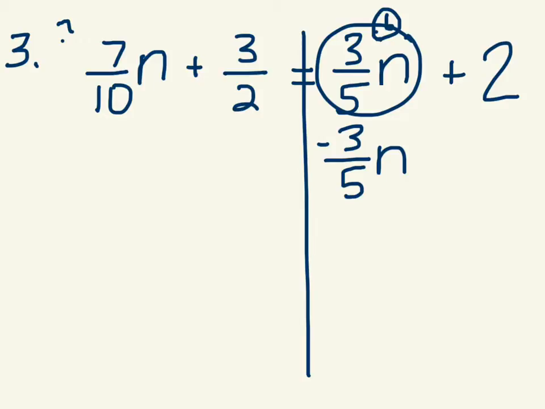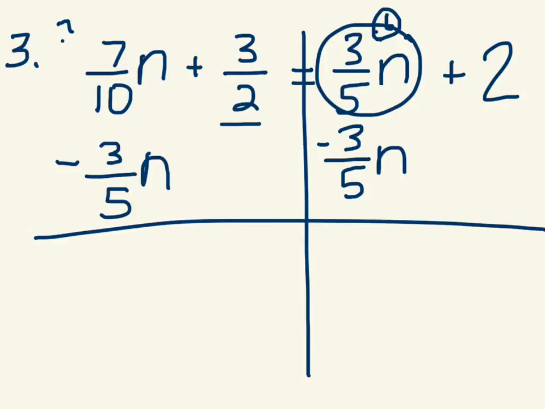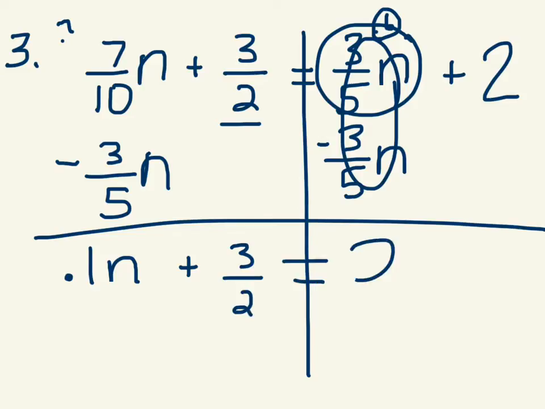But I can only take away letters from letters. So I'm not going to take it away from this one. That does not have a variable. I'm going to take it away from 7/10. And I'm going to draw a line to see what I have left. Positive 3/5 n and negative 3/5 n made a 0 pair. And when I subtracted 3/5 from 7/10 in my calculator, I inserted my fraction, alpha y equals, I did 7/10 minus 3/5, and it gave me 0.1 n. And I still have my 3/2, and over here I'm just left with 2.